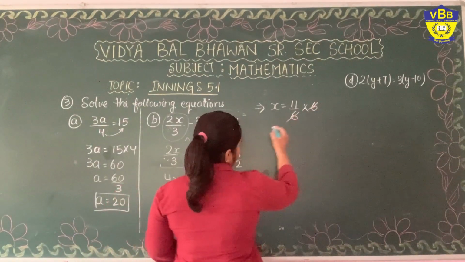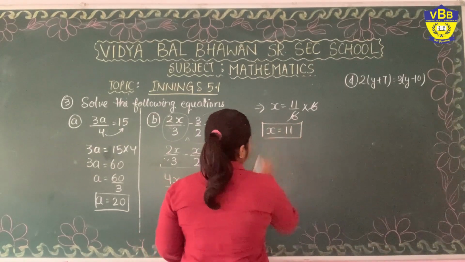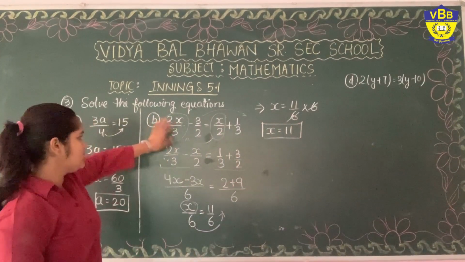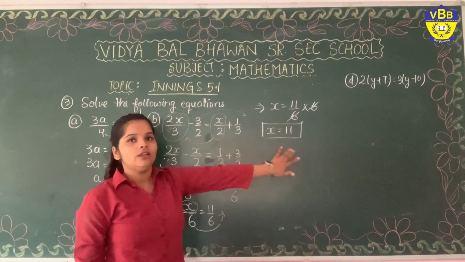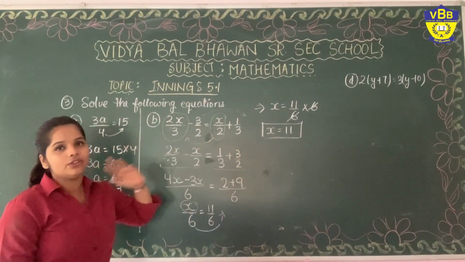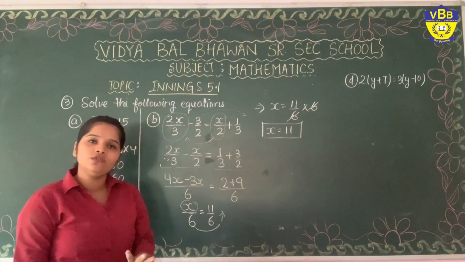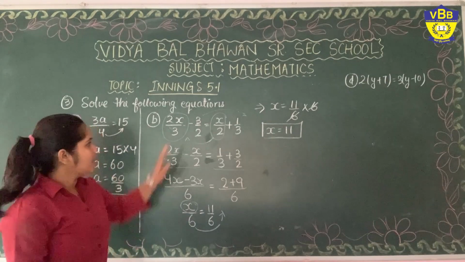6 will be cancelled out, what will be the value of x? X is equal to 11. The solution of this equation is 11. Don't be panicked by seeing the question having fractions or decimals. The steps are the same. What we need to follow, the steps are the same.